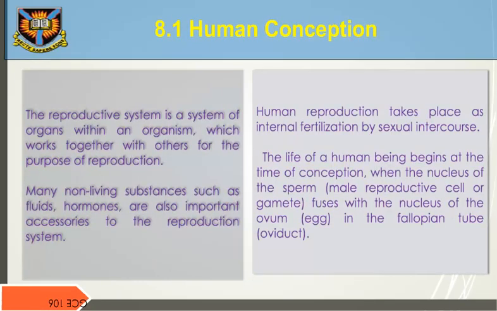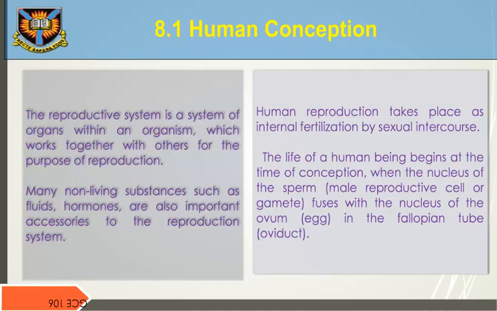Human conception. The reproductive system is a system of organs within an organism which works together with others for the purpose of reproduction. Many non-living substances such as fluids and hormones are also important accessories to the reproductive system. Human reproduction takes place as internal fertilization by sexual intercourse.